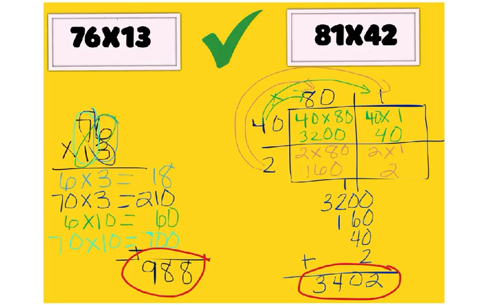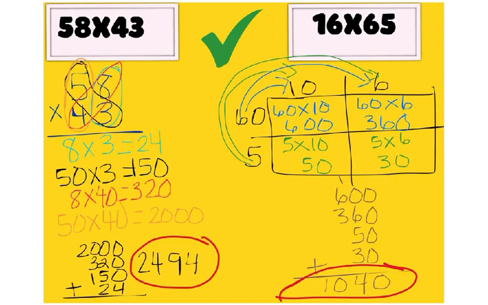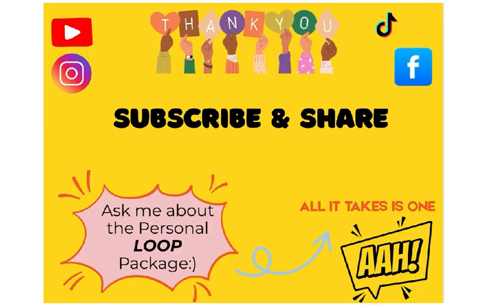Okay, so here are our answers for the first two problems. One problem is using the partial product strategy. 81 times 42 is using the area model strategy. And here are our final two. Again, we are having the partial product strategy shown along with the area model strategy shown.